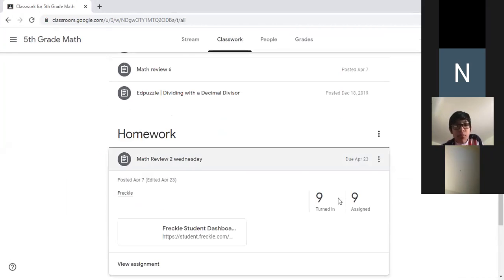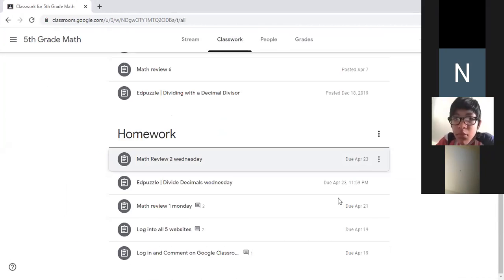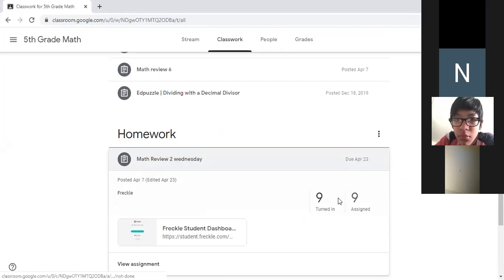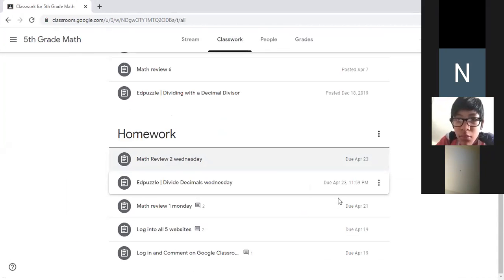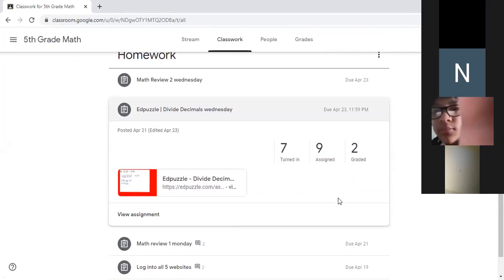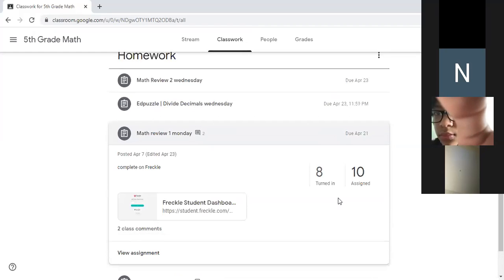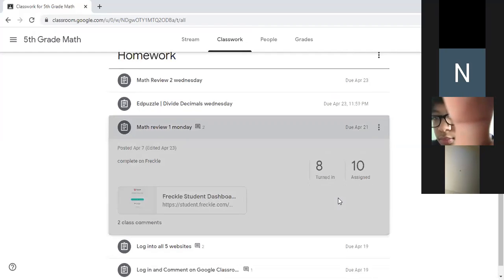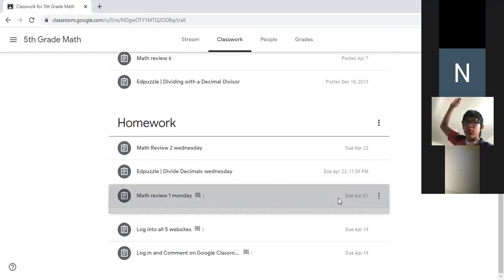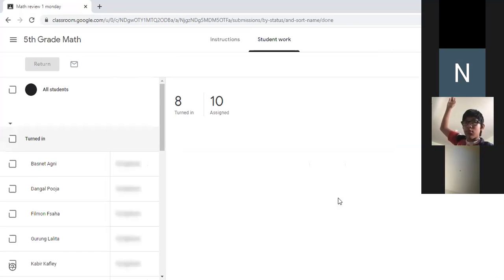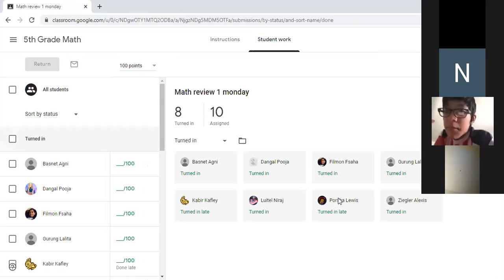But if we look, oh look at that, Math Review Wednesday, 9 assigned, 9 turned in. Look at that, not bad. That's only 9 though. There's definitely more of you. Ed Puzzle. Okay, 7 people did it. Only 2 missed it. That's not horrible. Math from Monday, 8 out of 10. So only 2 of you missed it. Not bad. Let me see who I am missing it from then.